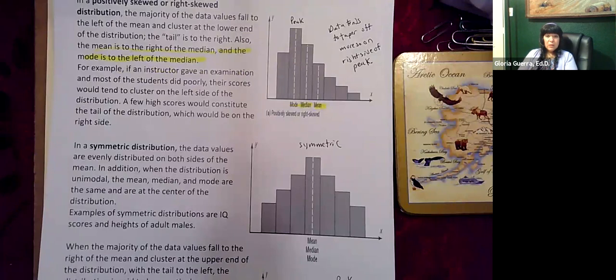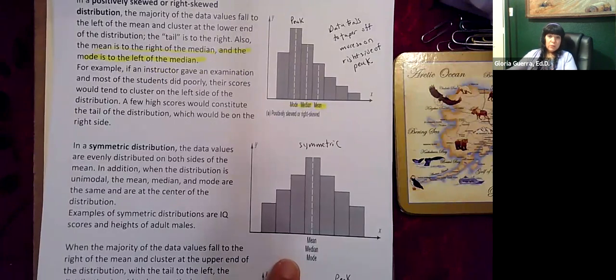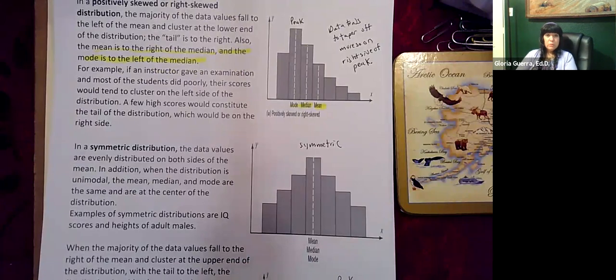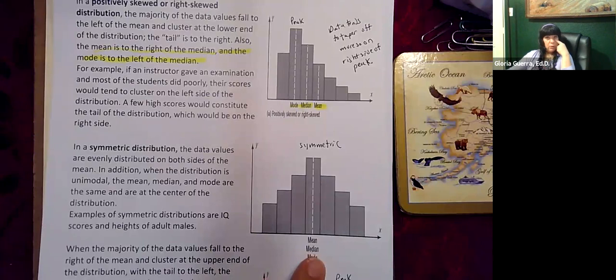Whereas they say that if the mode, median, and mean were all the same, that would mean that you have a symmetric distribution. In a symmetric distribution, the data values are evenly distributed on both sides of the mean. When the distribution is unimodal, the mean, median, and mode are the same and are at the center of the distribution. So they're the same value, because that's kind of unique there.